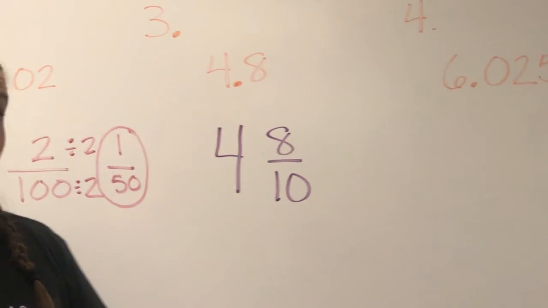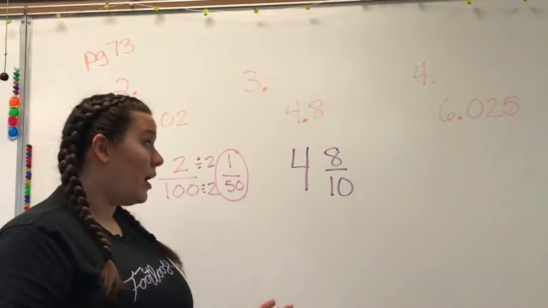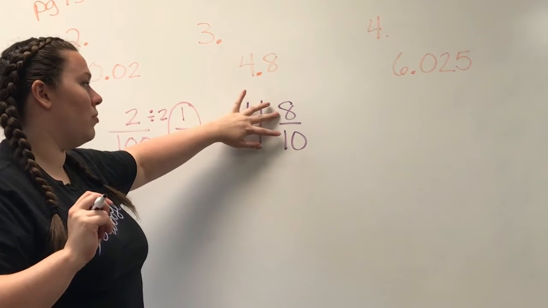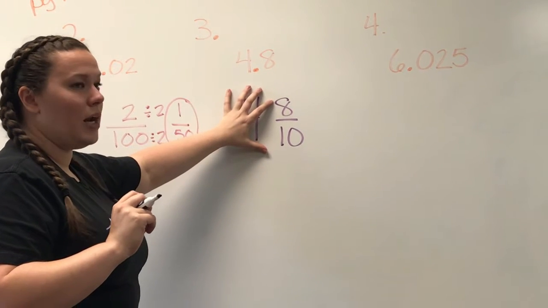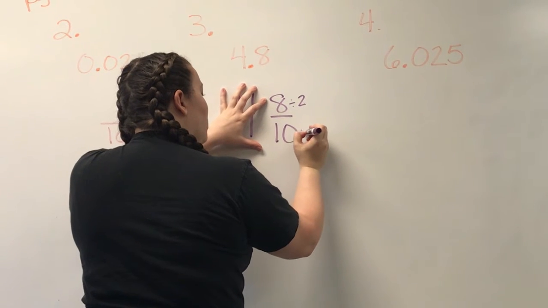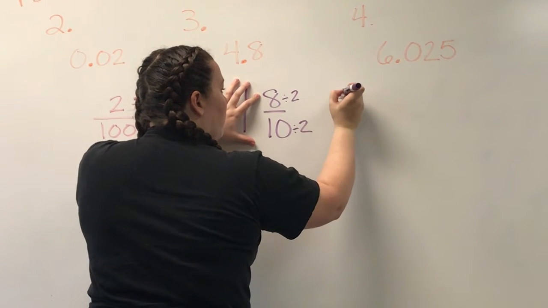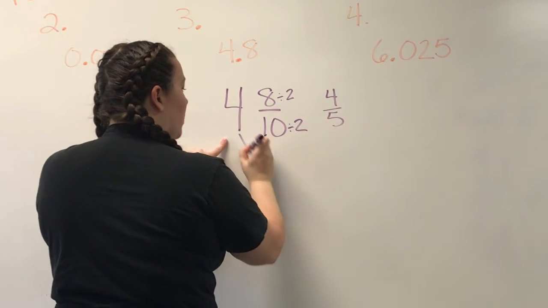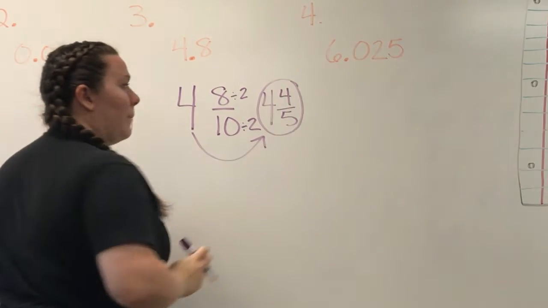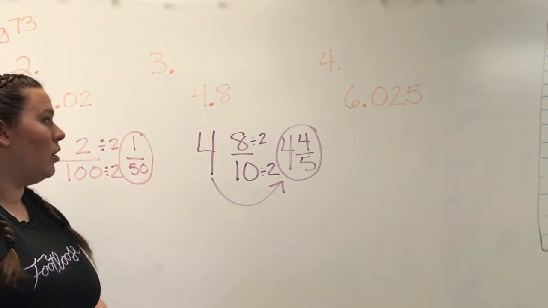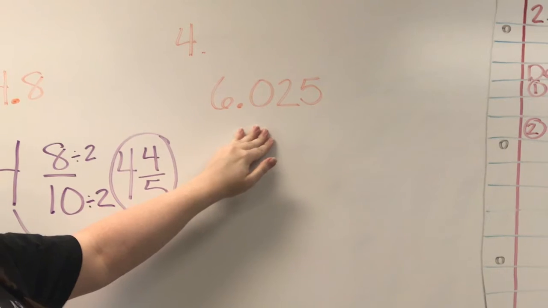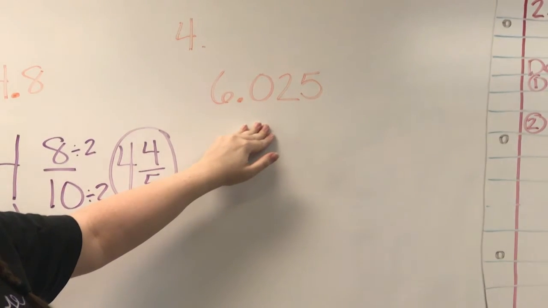8/10. Am I finished? Can I reduce this? I can reduce this. What factor do these 2 numbers have in common? We leave the whole number the same. We kind of ignore it for right now. But I know that both of these are even, so I can divide by 2, and I get 4/5. Make sure you don't forget your whole number for the final answer. There you go. Okay. Check this one. Pause the video, see if you can do it on your own, and see if you get the same answer that I do.